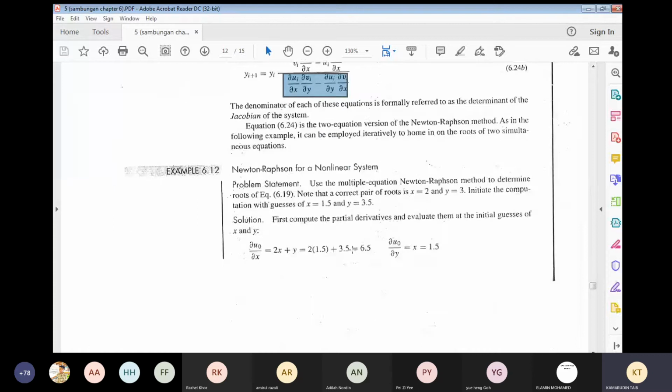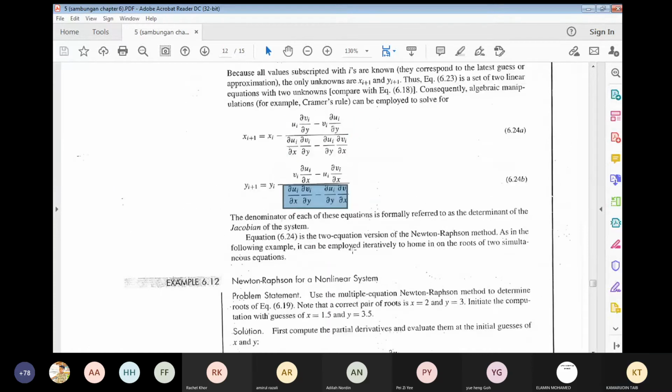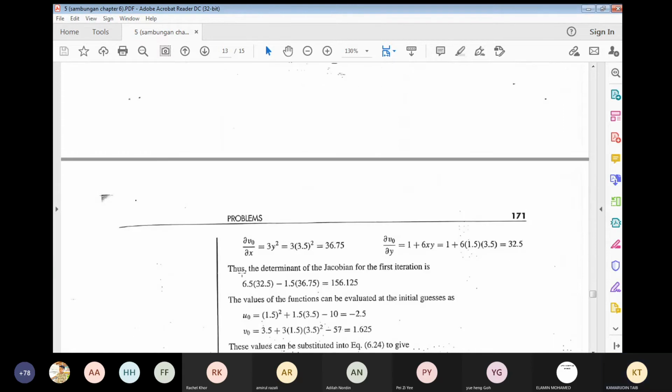Towards the end of the previous chapter, we found the formula to substitute. The 6.5 times 32.5 times this one minus 1.5 times 36.75.